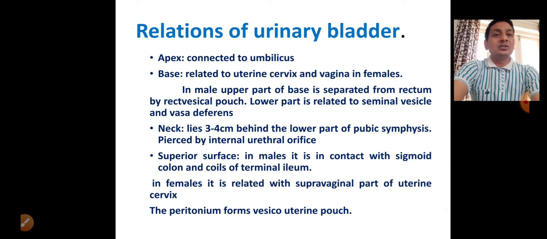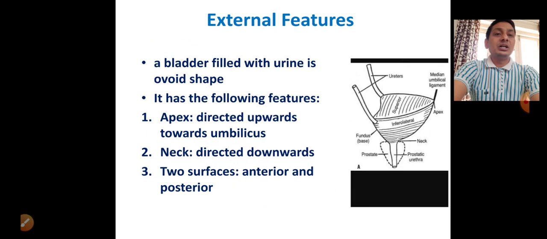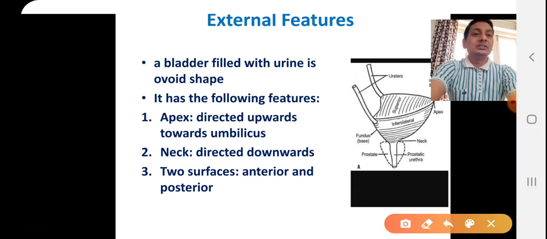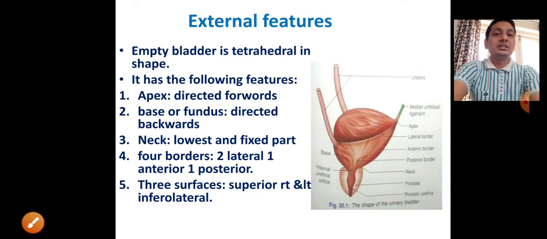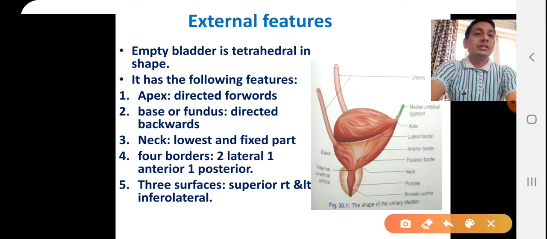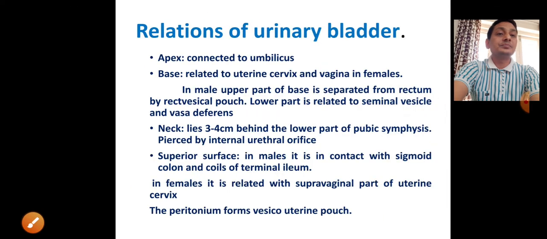The apex, a common relation, connects to the umbilicus by the median umbilical ligament. You have already seen here, this is the apex, and this is the median umbilical ligament. From the apex, this ligament goes up to the umbilicus.